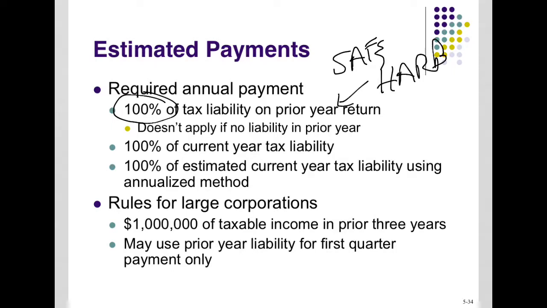Individuals have a similar safe harbor rule, but here, unlike individuals, this one does not apply if you had no tax liability in the prior year, in which case you've got to go to paying 100% of the current year, and that's your only choice. Large corporations are defined by the amount of taxable income they had in prior 3 years, and if that's the case, they can only use the prior liability for the first quarter. I don't consider that to be too important, so you can probably skip that.